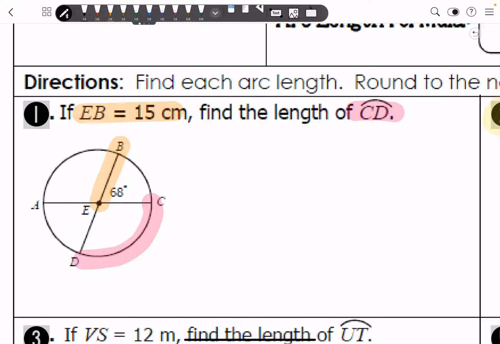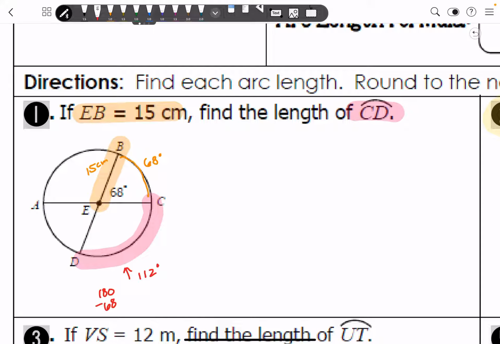So let's see what we've got. They've told us that EB is 15 centimeters. And I know that the measure of arc BC right here is 68. I know the measure of this entire arc BCD is 180 because it's half. So I can figure out that this is going to be 180 minus 68, which is going to get you 112 degrees.